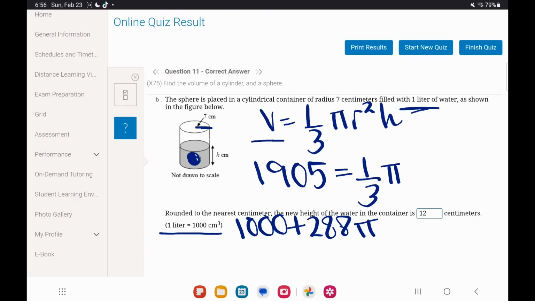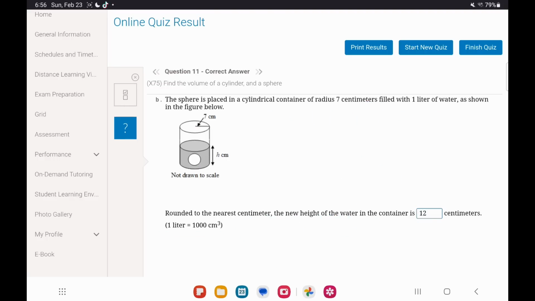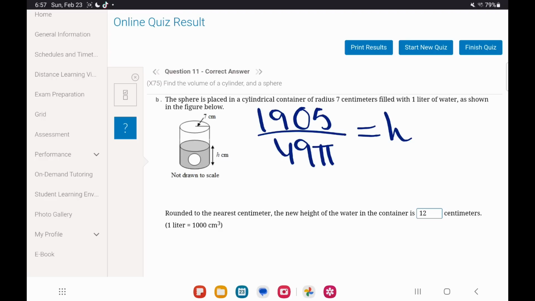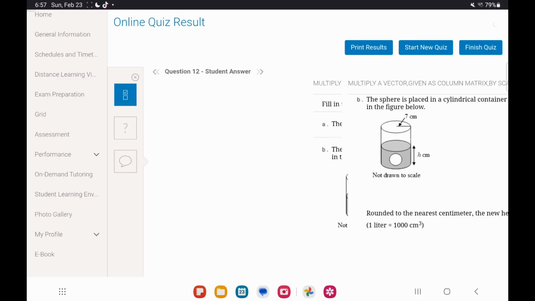So that equals 1 over 3 pi. The radius is 7 because they gave us it. Okay, so 7 squared height. Now let's simplify. 1905 divided by 49 pi equals height. When you do that on your calculator, you get 12.3 centimeters. So rounded to the nearest centimeter, it's 12.